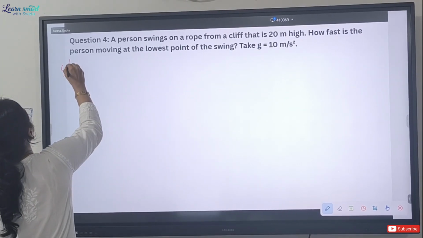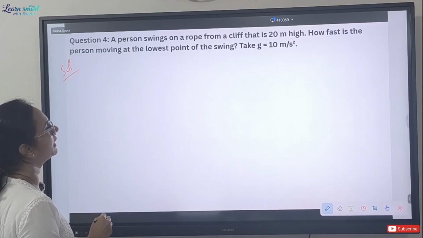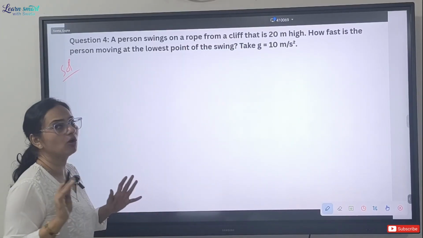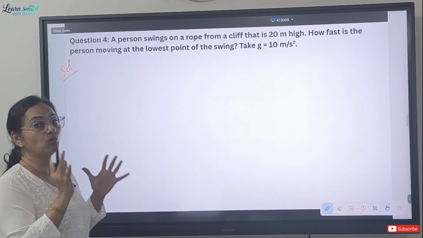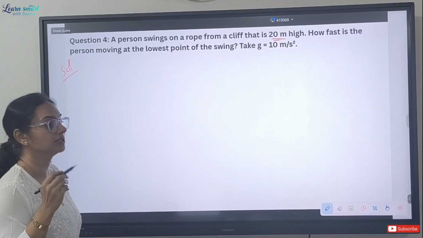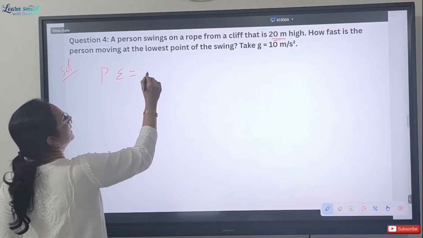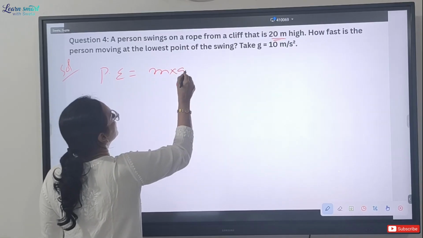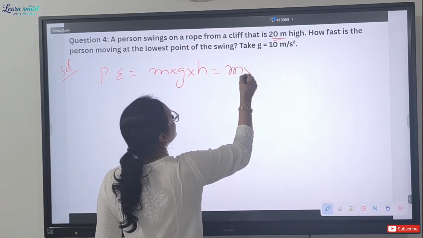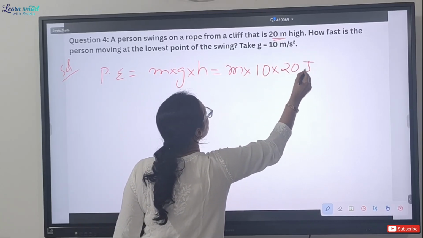Question 4. A person swings on a rope from a cliff that is 20 meters high. How fast is the person moving at the lowest point of the swing? You always have to see what you can calculate. They have given you the height, so you can calculate potential energy. Calculate the potential energy first. Potential energy is equal to m into g into h. M they have not given, we will keep it as m. G they have told 10, we will write 10. And h is 20 meters, so this much joules.